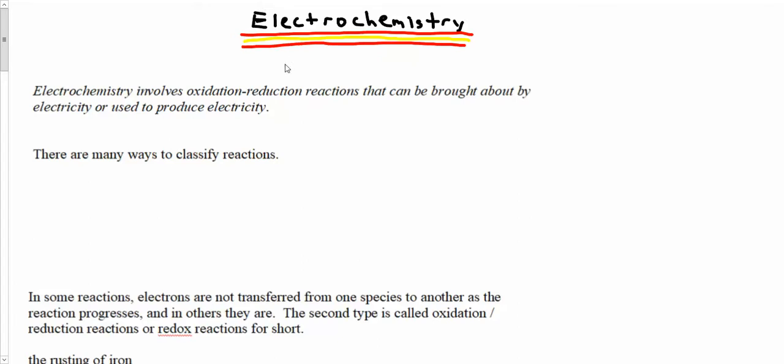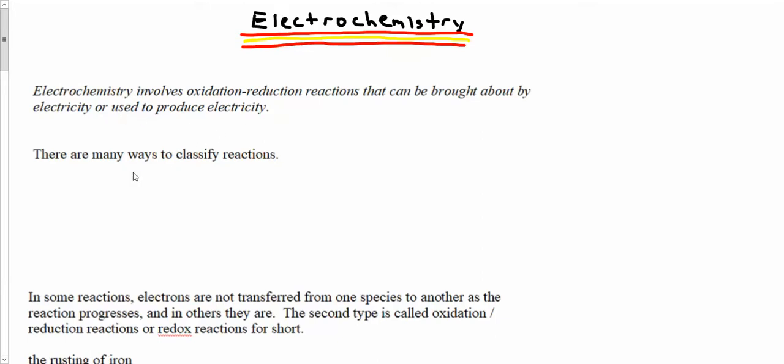Alright, let's talk about electrochemistry. Start of a new unit. Electrochemistry involves oxidation reduction reactions that can be brought about by electricity or used to produce electricity.